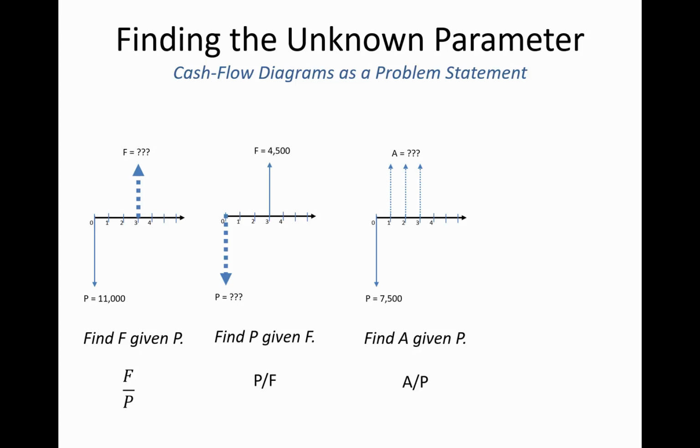What it means in practical terms is, if you deposit $7,500 today into some account that's earning interest, how much could you withdraw each year for 3 years, so that with that last withdrawal, the account balance would be down to 0? That's what this kind of problem is asking: what's the economic equivalence of a lump sum today? And that's called an annuity.